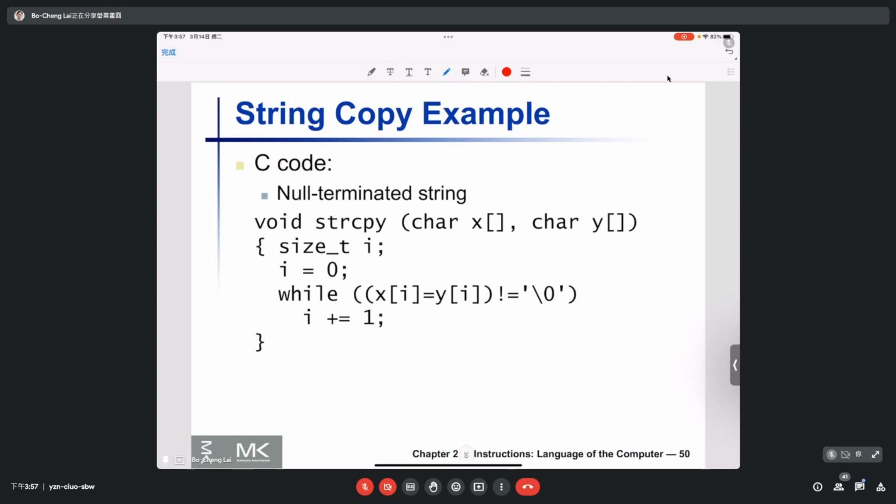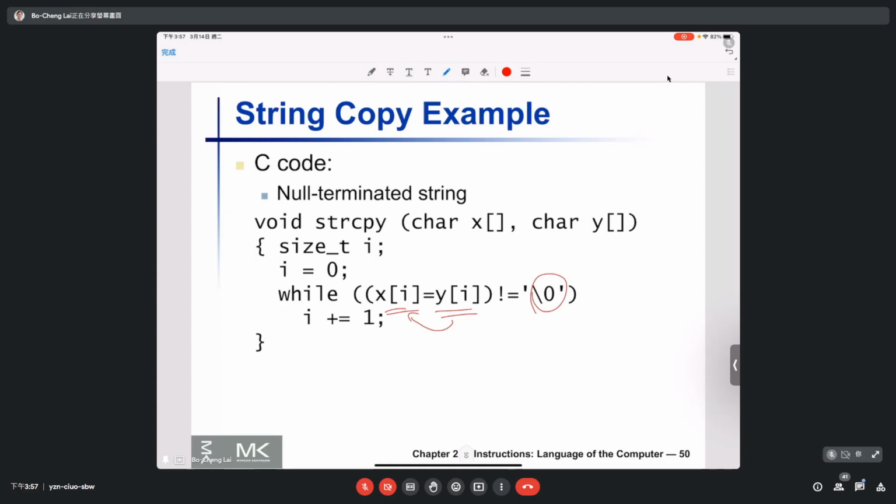This is the copy string. You copy from Y string to X string until you hit the end of the string. The end of string is defined by null terminated. That's a null，就是 ASCII code 里面的代码0就是 null 的意思，它就代表字串结束。你就是从 Y 字串一直 copy，每个字元都 copy 到 X 字串，直到最后一个字元 copy 完，这么简单。So copy character by character from string Y to string X until the end of the string.